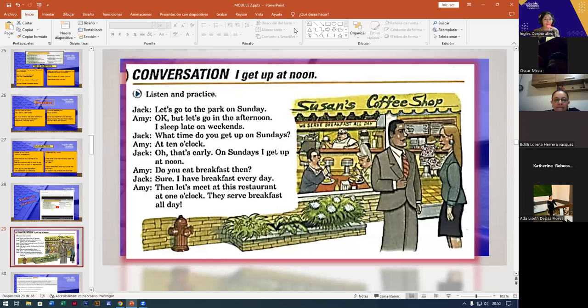Now let's practice here our conversation. I'm going to read it and then you practice it. He says, let's go to the park on Sunday. Okay, but let's go in the afternoon. I sleep late on weekends. What time do you get up on Sundays? At 10 o'clock. Oh, that's early. On Sundays, I get up at noon. Do you eat breakfast then? Sure, I have breakfast every day. Then let's meet at this restaurant at 1 o'clock. They serve breakfast all day. Do you have new vocabulary here?